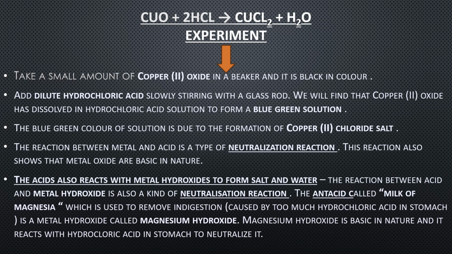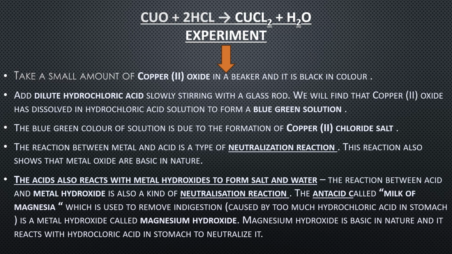Milk of magnesia is a metal hydroxide called magnesium hydroxide. Magnesium hydroxide is basic in nature and it reacts with hydrochloric acid in the stomach to neutralize it. So how will you get relief? The acid which was produced in excess and was causing a problem for you is neutralized by a base that is called magnesium hydroxide.